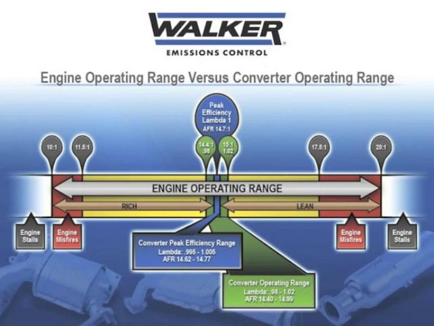Now, in order for the converter to work at high efficiency, it has to be within 0.5% of perfect lambda. So that lambda ratio is basically a lambda of 0.995 to 1.005. That's peak efficiency. Anything outside that range, you're going to receive a P0420 or P0430 code. So we need to make sure that lambda is perfect.